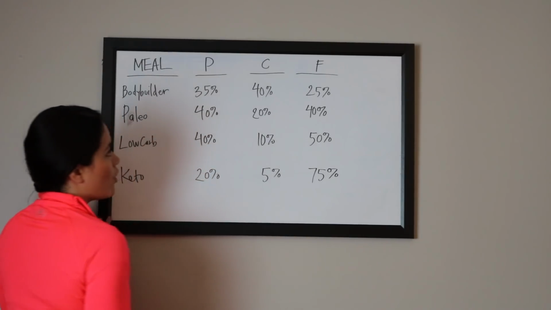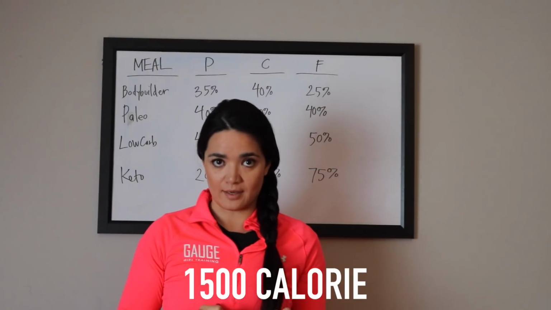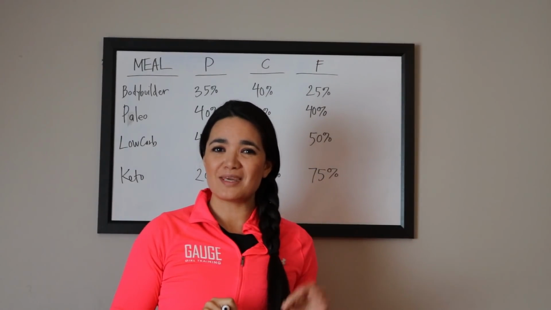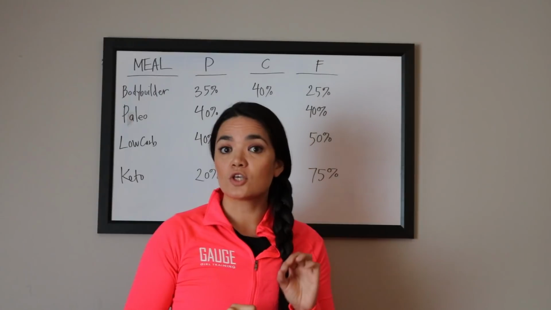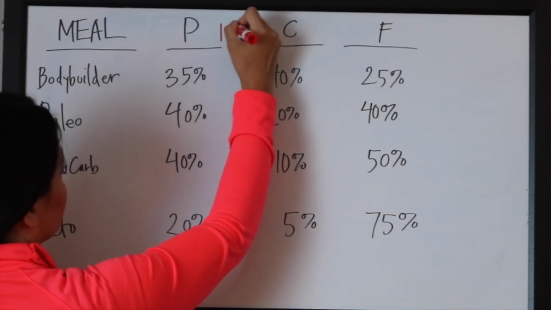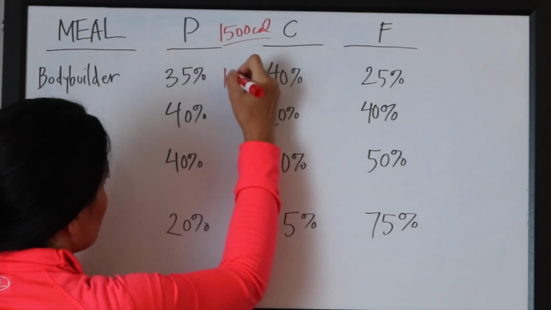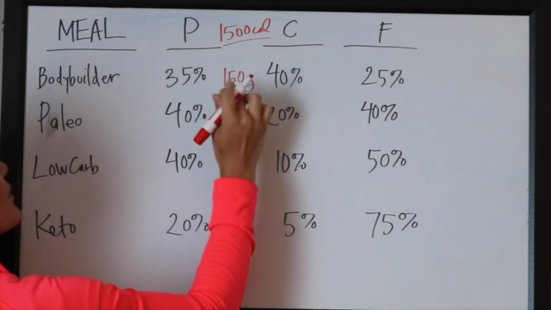Now, if we were on a 1,500 calorie diet, I'm going to write down how many grams of carbohydrates you would be consuming. If we were on a 1,500 calorie diet and you were on a typical bodybuilder plan, this would translate into approximately 150 grams of carbs.